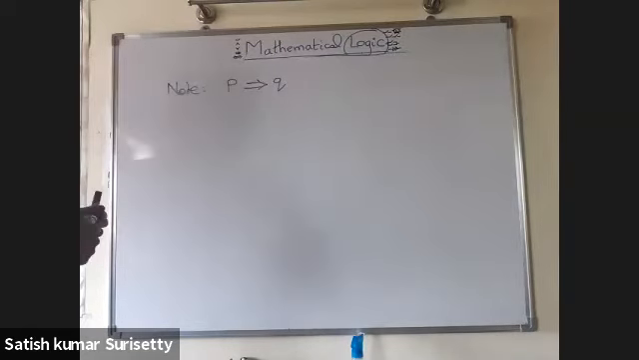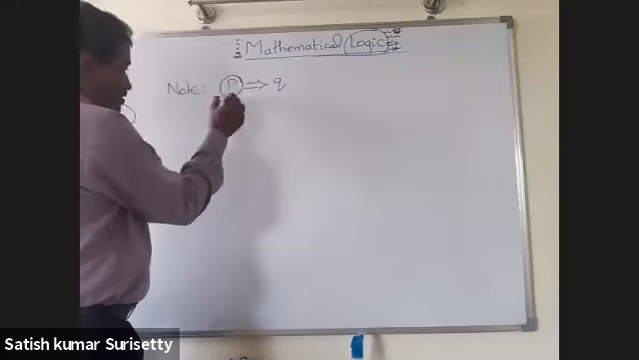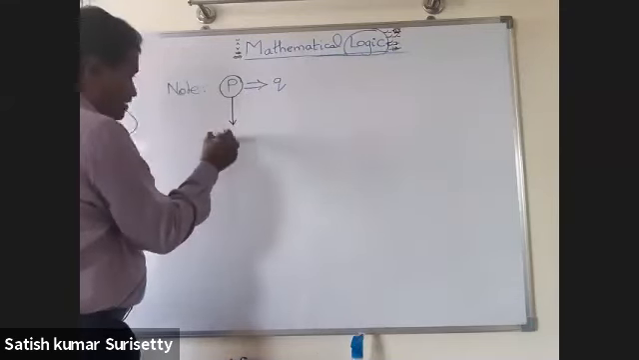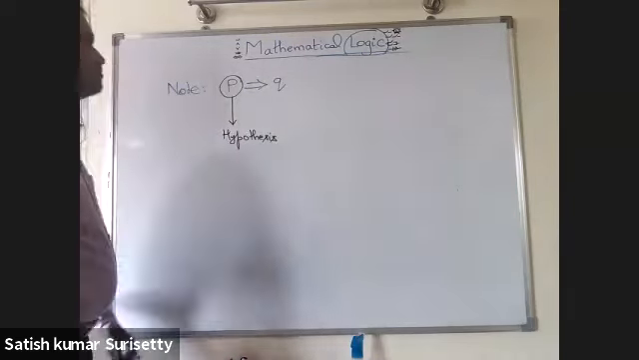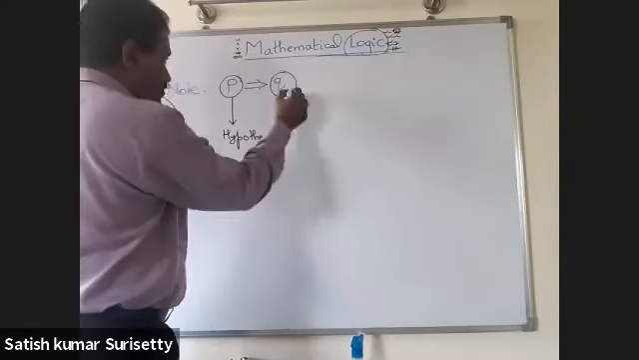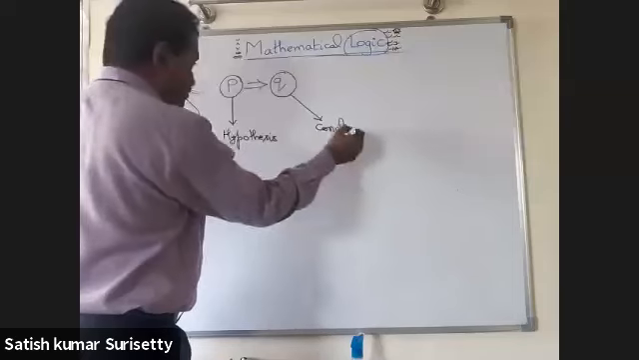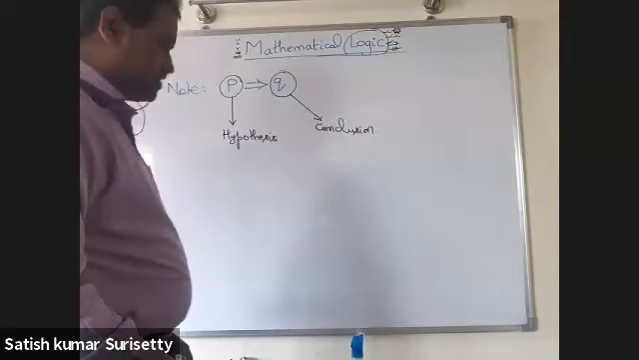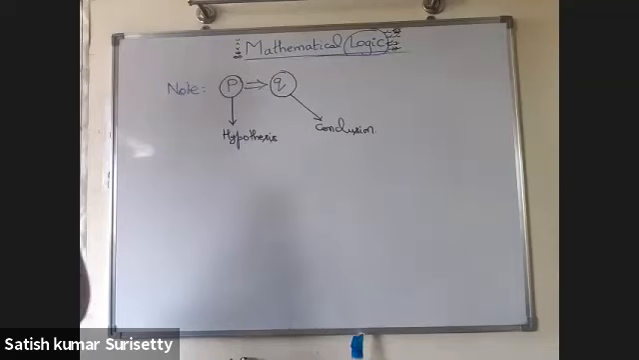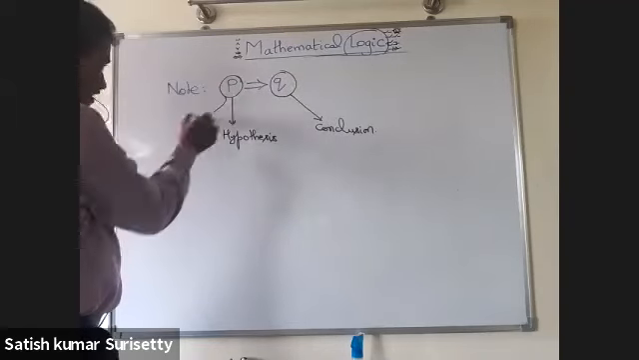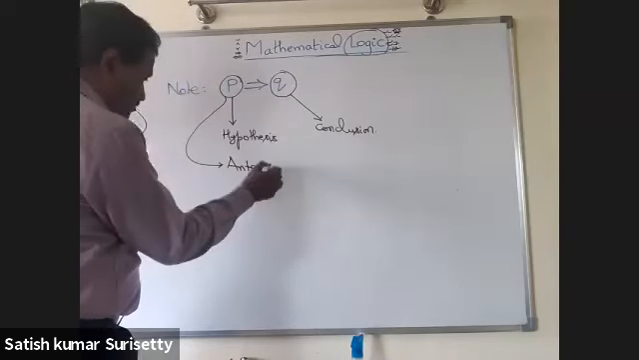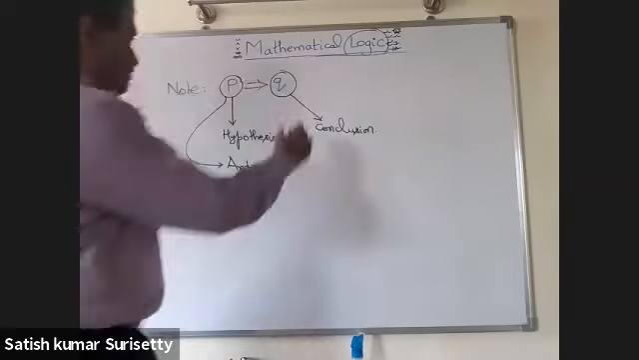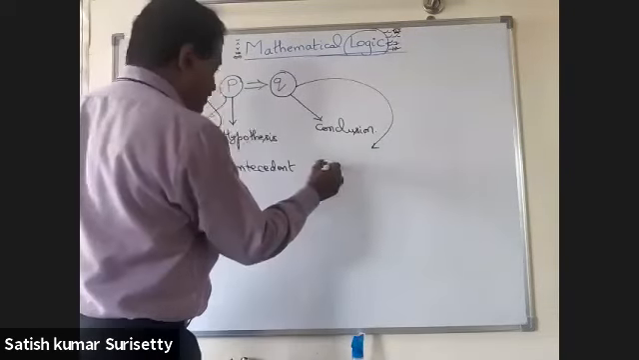In the conditional P implies Q, the first statement P is called hypothesis, and the second statement Q is called conclusion. These are the names that you should remember. In the conditional P implies Q, P is called hypothesis, Q is called conclusion. One more name for the statement P is antecedent. Another name for Q is consequent.